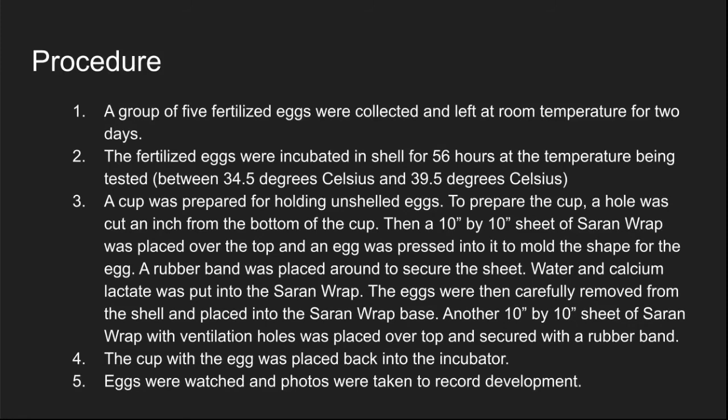To prepare the cup, a hole was cut an inch from the bottom of the cup. Then a 10-inch by 10-inch sheet of saran wrap was placed over the top and the egg was pressed into it to mold the shape for an egg. A rubber band was placed around to secure the sheet.